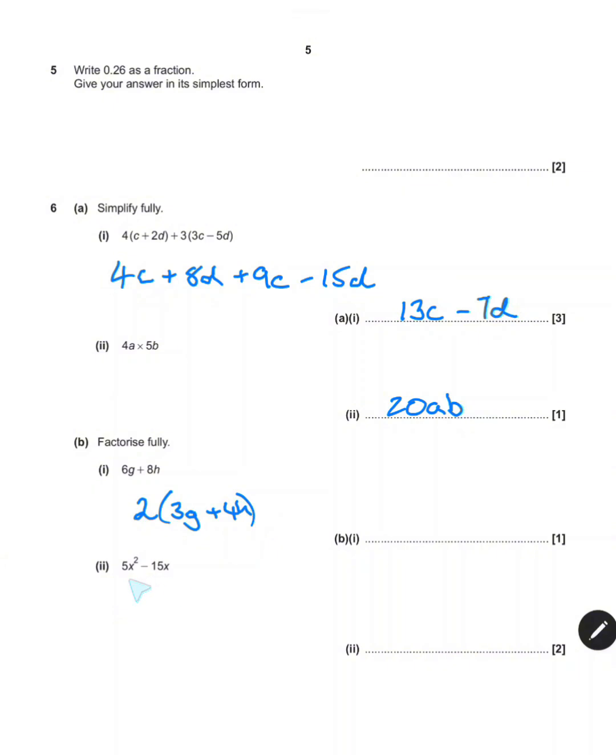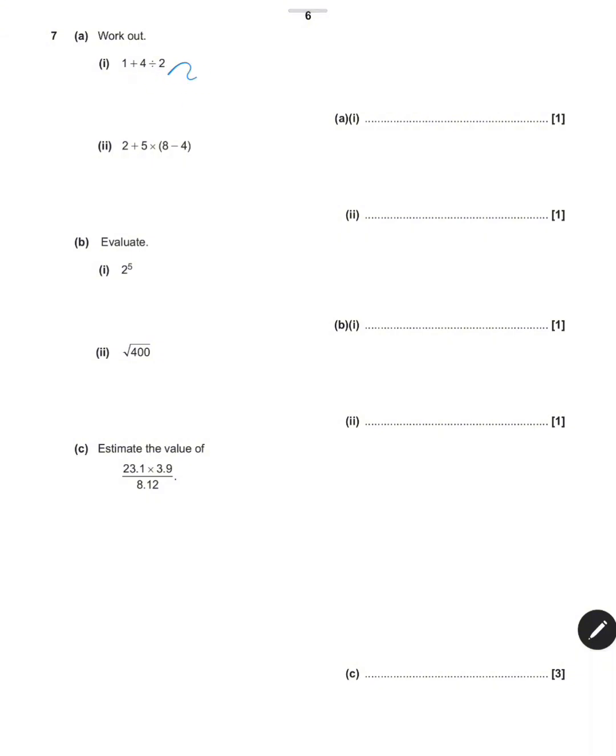And final part, another bit of factorising. Common factor of 5 and 15 would be 5. 5 goes into both of those. Common factor of x squared and x, well, x goes into x squared and x goes into x. Open up some brackets. 5x times something is 5x squared. 5x times x is 5x squared. And 5x times something is minus 15x. 5x times minus 3.